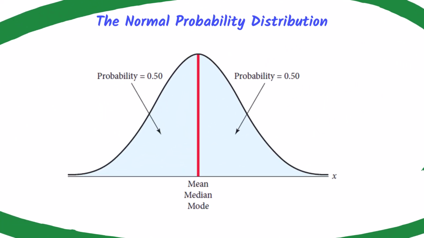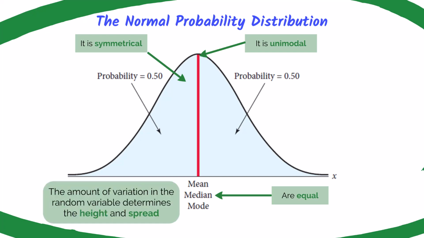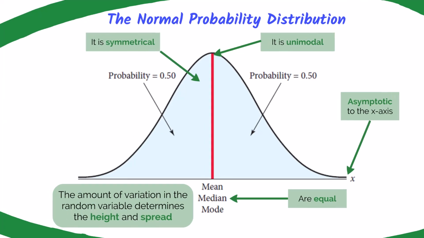The normal distribution is a bell-shaped distribution with the following properties. First, it's symmetrical in that each side is a mirror image of the other. It is unimodal, meaning it only has one mode. The mean, median, and mode are all equal, and the amount of variation in the random variable determines the height and spread of the curve or the distribution. And our distribution is asymptotic in that it does not ever reach the x-axis.